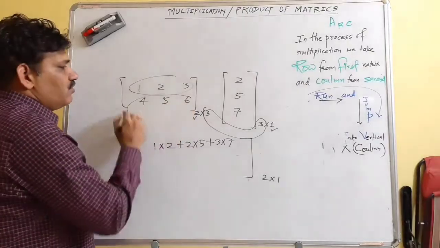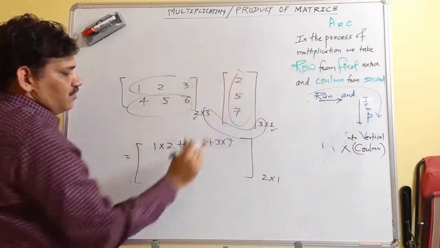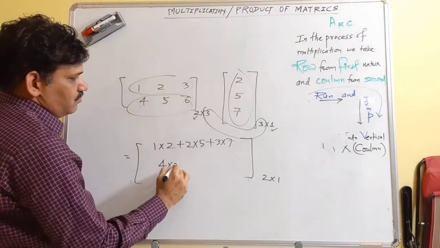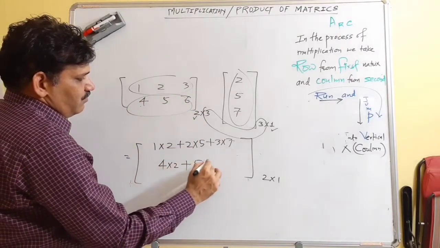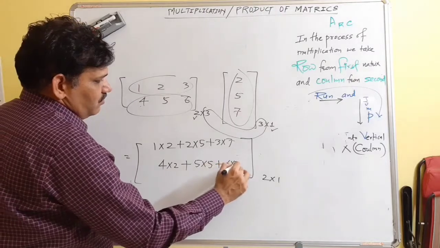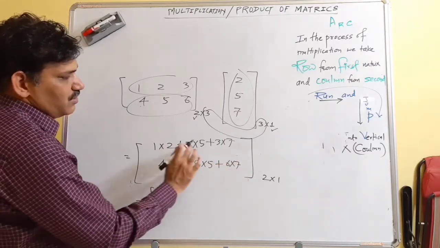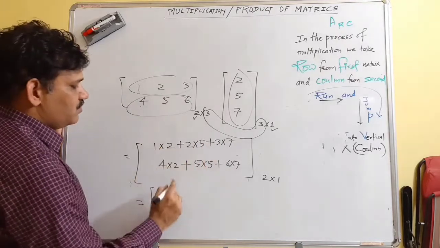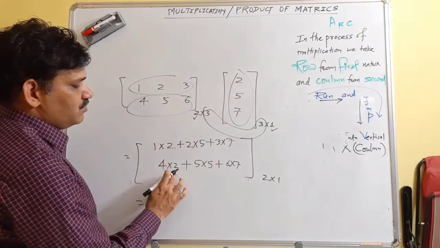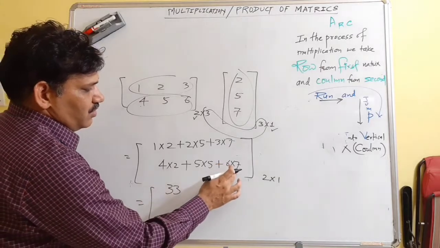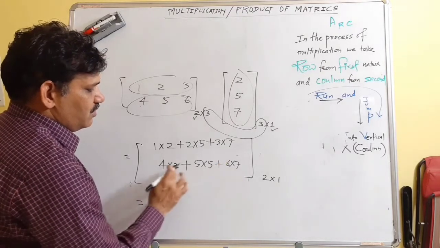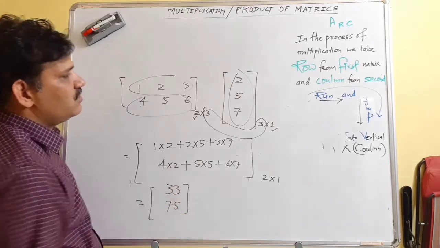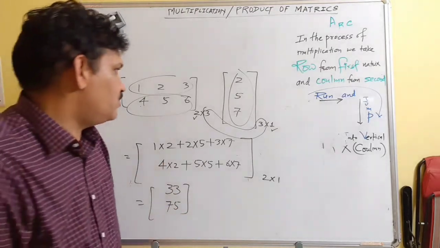Now second row will multiply, because this position is 2, 1. So 4 into 2 plus 5 into 5 plus 6 into 7. The first is 2 plus 10 plus 21. 21 and 10, 31 plus 2 is 33. 4 2s are 8, 40, 42, 42 and 8, 50, 50 and 25, 75. This is how we find the product.